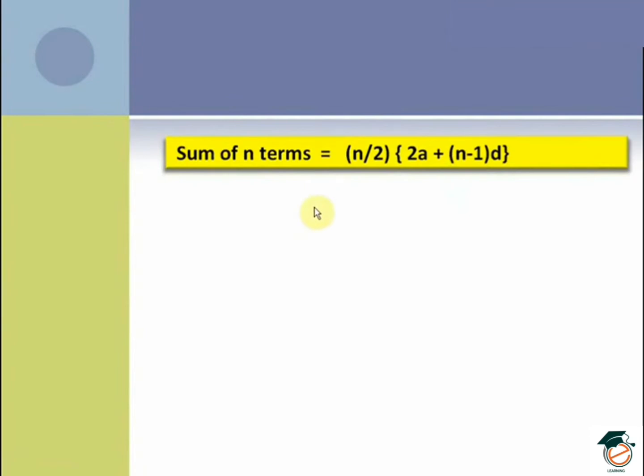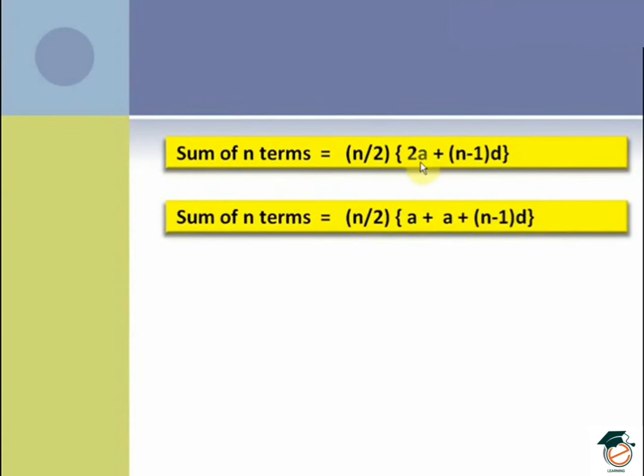Now, the sum of n terms is equal to n by 2 into 2a plus n minus 1 into d. Now we can further split 2a as a plus a and write the sum of n terms equal to n by 2 into a plus a plus n minus 1 into d.